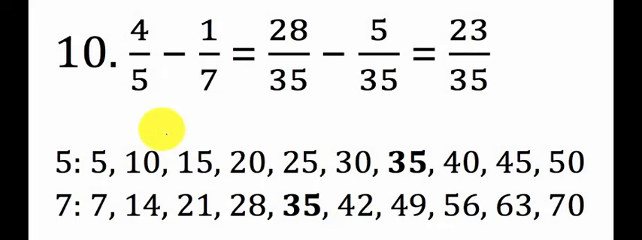And our last question here, we have 4/5 minus 1/7. The common multiple of 5 and 7 is 35. To get from 5 to 35, we multiply by 7. 4 times 7 is 28. To get from 7 to 35, we times it by 5. 1 times 5 is 5. 28/35 minus 5/35 is 23/35.